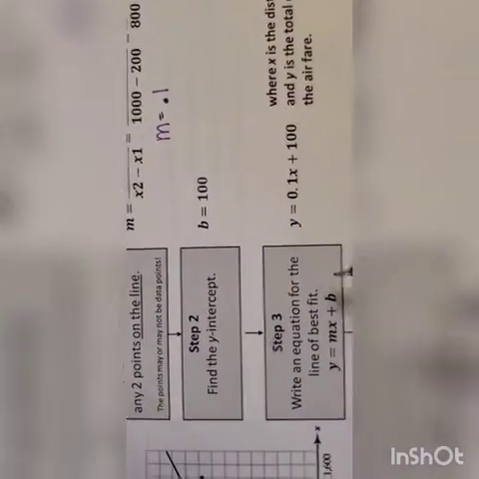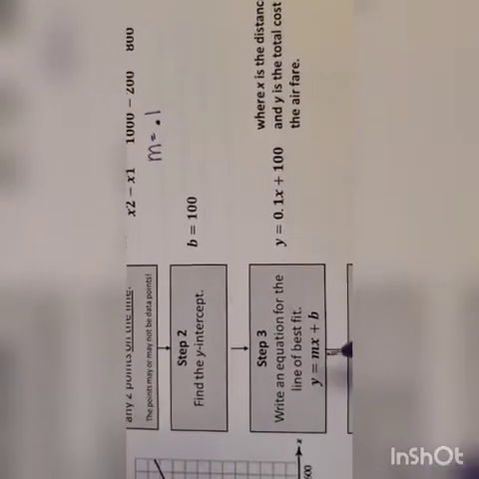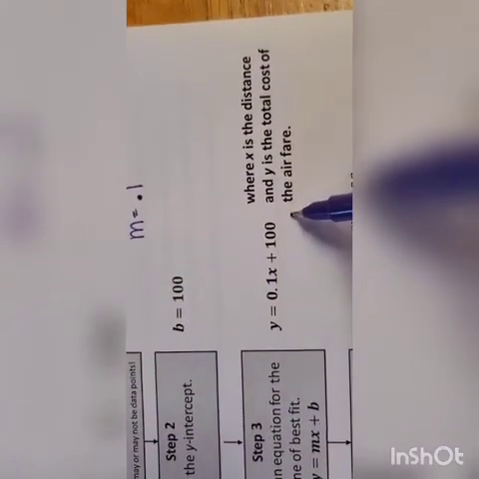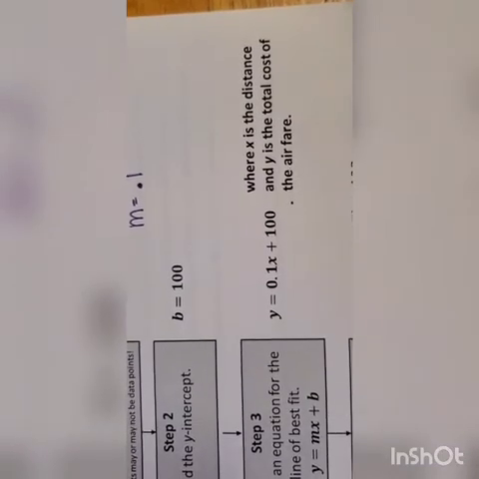So when we write our equation for the line of best fit, where we have our m, just replace it with 0.1, and where we have our b, replace it with 100, so it looks like this. Y equals 0.1x plus 100.